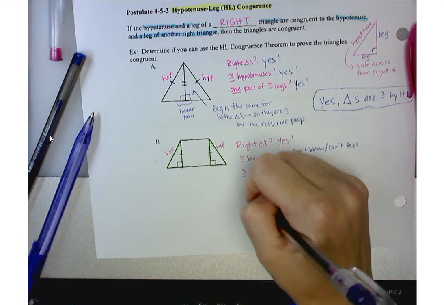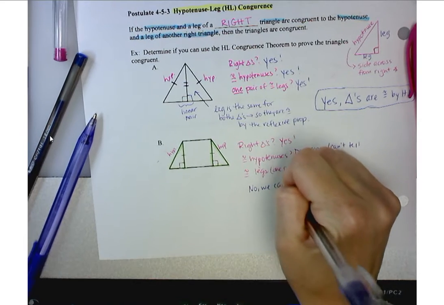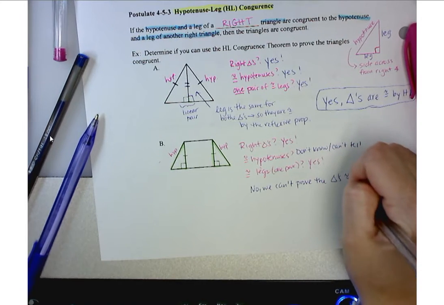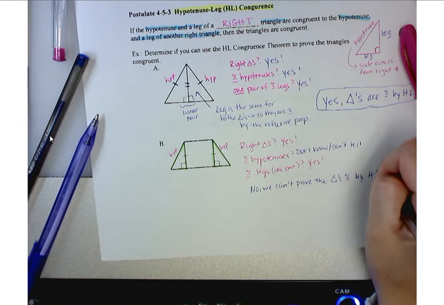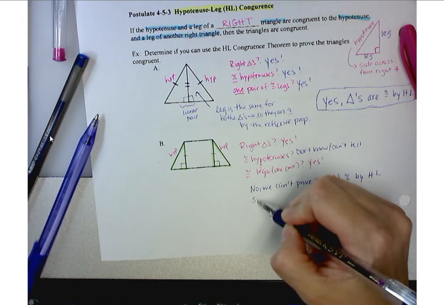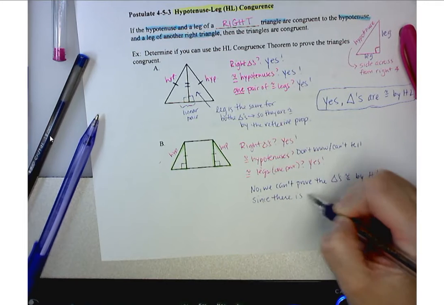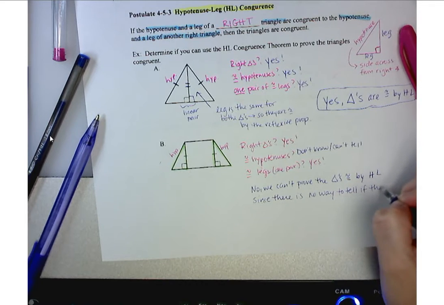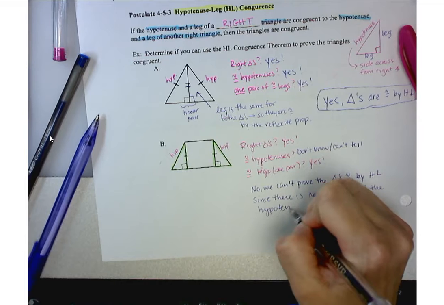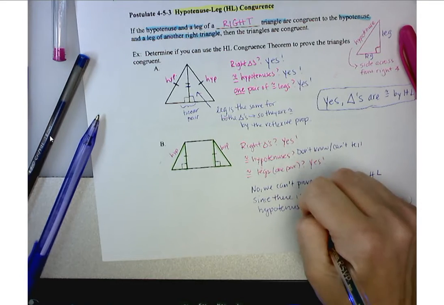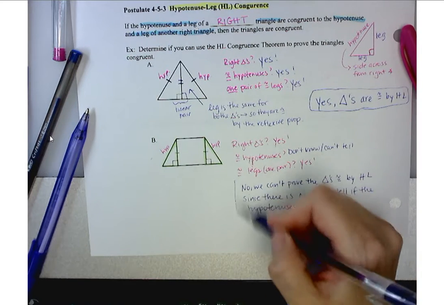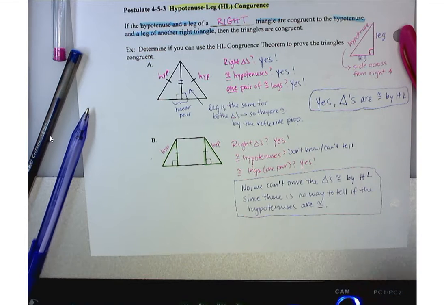Okay, so no, we can't prove the triangles are congruent by HL, since there is no way to tell if the hypotenuses are congruent. Okay, so we would need either a symbol that shows they're congruent or a number that shows that the lengths are the same.